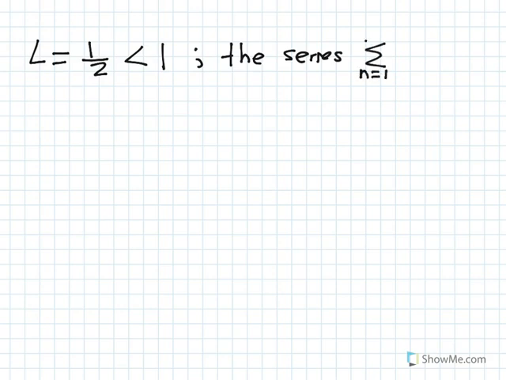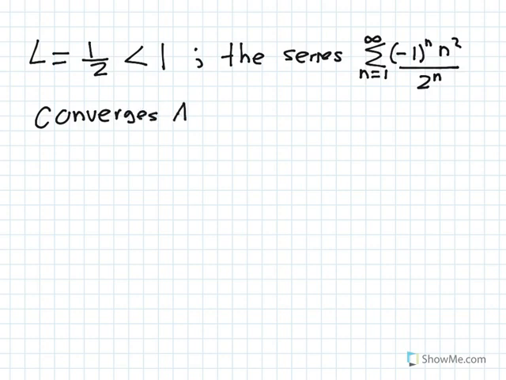Since L is equal to 1/2, and this ratio is less than 1, the original series, summation n equals 1 to infinity of negative 1 to the power of n times n squared divided by 2 to the n, converges absolutely by the ratio test.